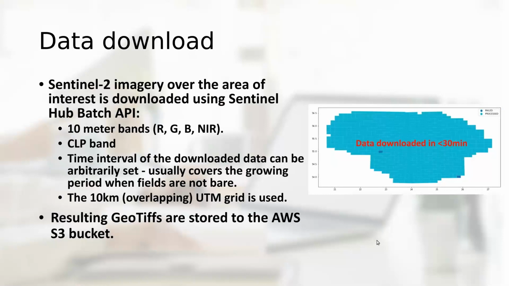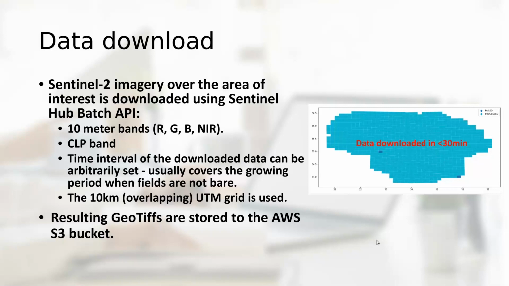And when we do this process, we download basically all the 10-meter bands, so RGB and near infrared. And we also download the cloud probability band. This is something that's also available on Sentinel Hub, and it's a cloud mask that's been produced by our S2 cloudless cloud detection algorithm. Of course, the time interval of the downloaded data can be arbitrarily set, but if your goal is delineation of boundaries, this usually covers the growing period when fields are not bare. But of course, if the use case is a bit different, this can be changed.